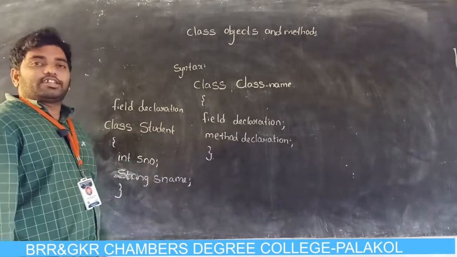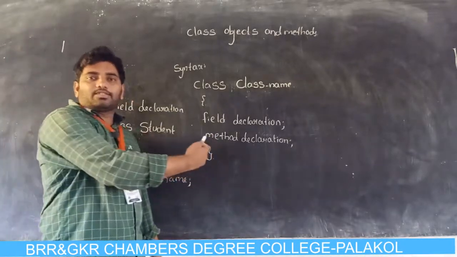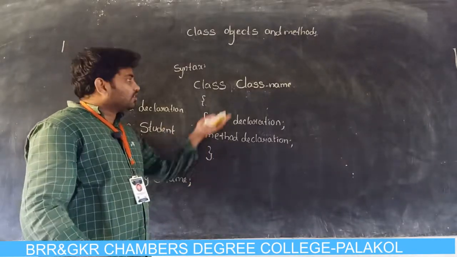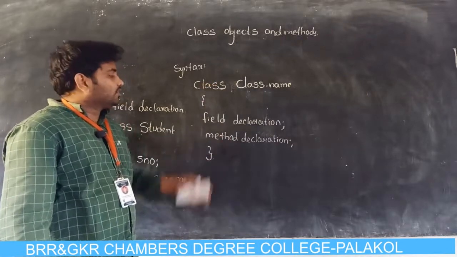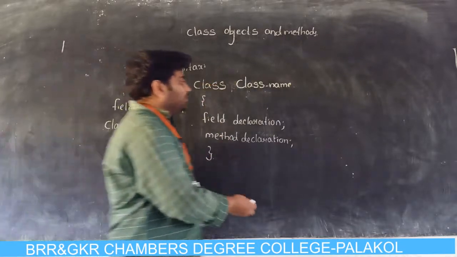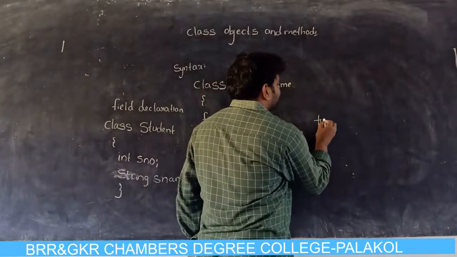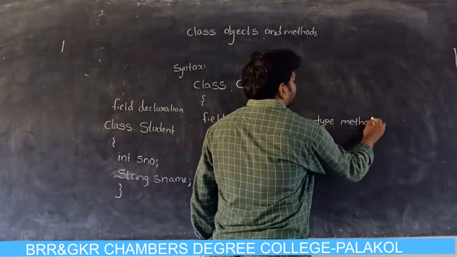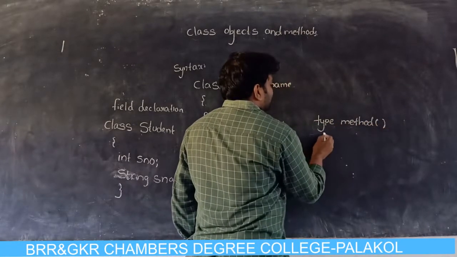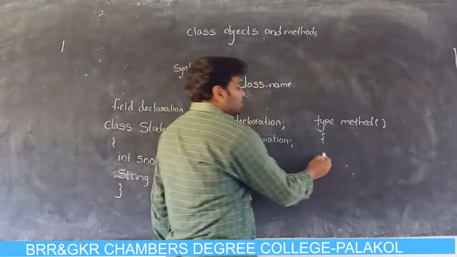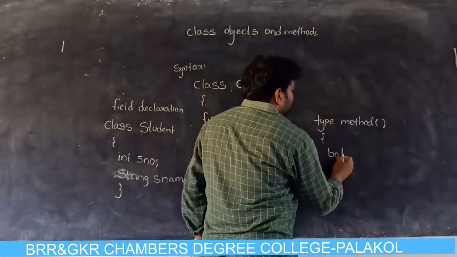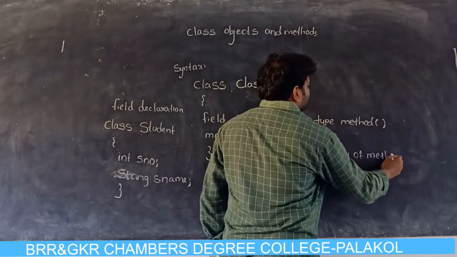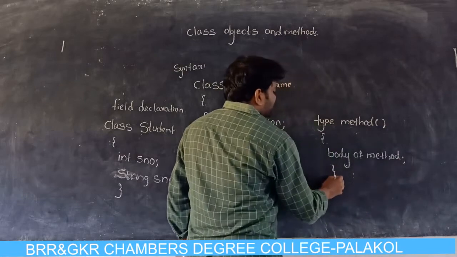Next, method declaration. Suppose you create only the class and data, it is not useful. If you create the method, it is the success of the class. Now, how to create the method? Next, type, method, curly bracket open, body of method, curly bracket close.